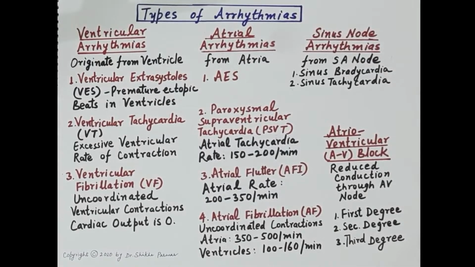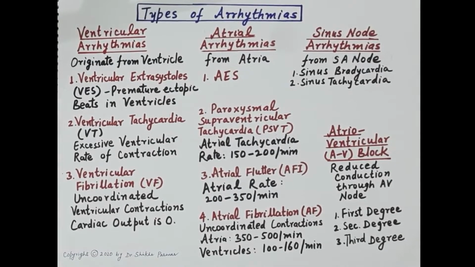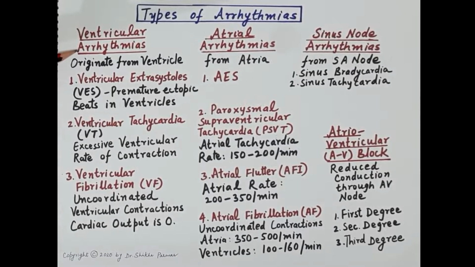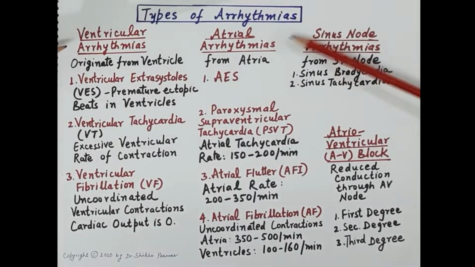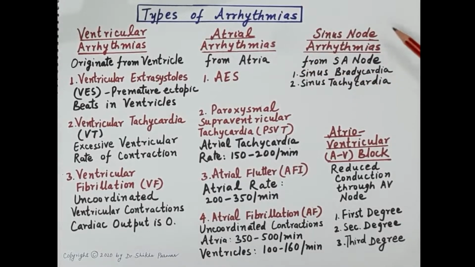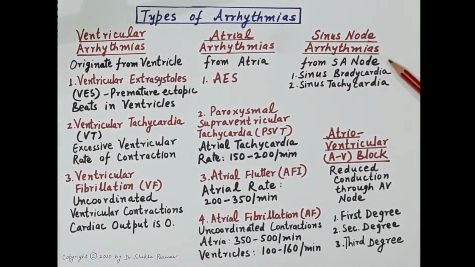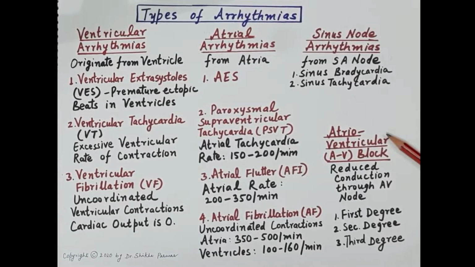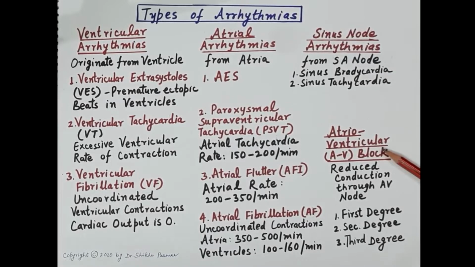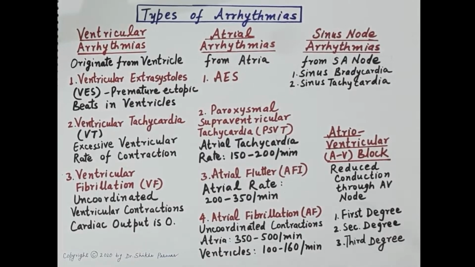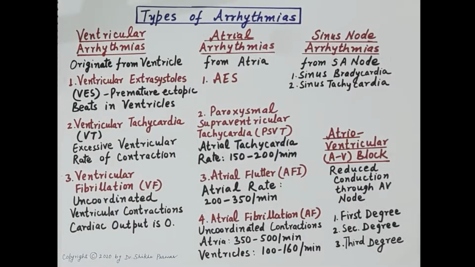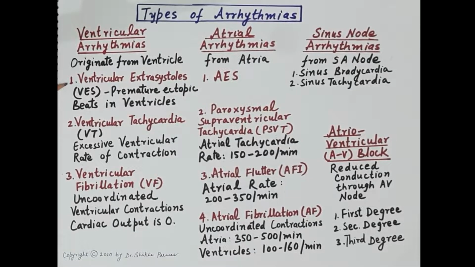Now this slide talks about types of arrhythmias. There are different types of arrhythmias: ventricular arrhythmias, which originate from the ventricle, then atrial arrhythmias, which originate from the atria, then sinus node arrhythmias, which originate from the SA node, and atrioventricular block, that is AV block, because of the excessive vagus stimulation, that is the heart block. We'll talk about all of them one by one. First, let's talk about the ventricular arrhythmias. These originate from the ventricle and are of different types. First type is the ventricular extrasystoles.